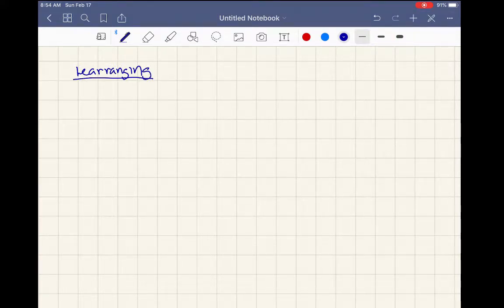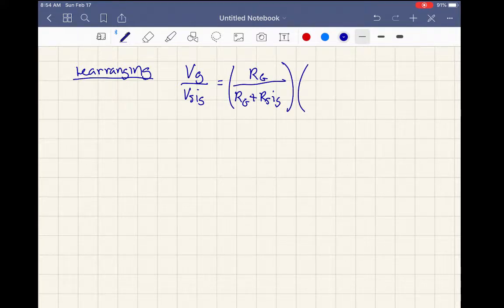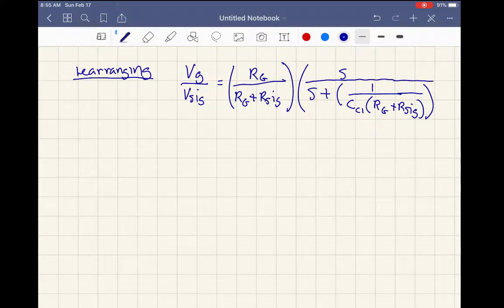We can say VG over V sig, V source, is equal to RG over RG plus R sig, times S over S plus 1 over C1 times RG plus the source resistance. Let me tidy up my parentheses here.